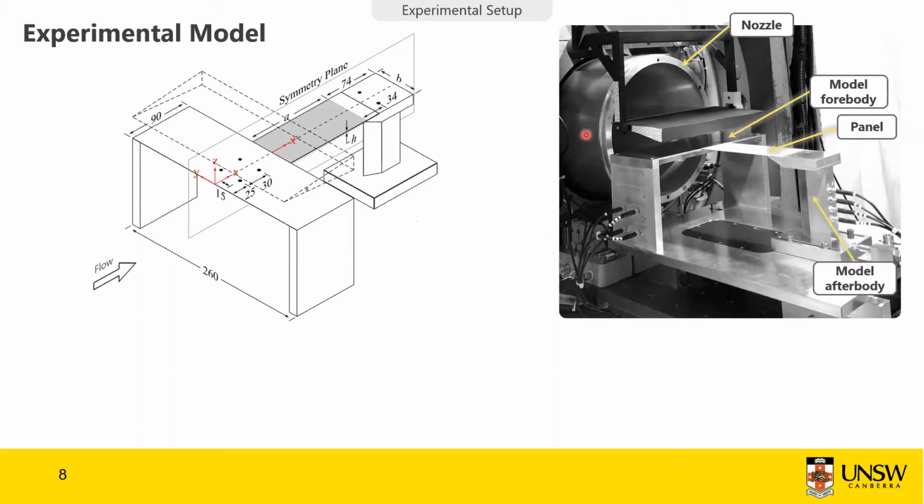And the model also consists of the model forebody and the model afterbody. It's important to note that the model forebody looks like a hammerhead configuration. Hammerhead in the sense that it has this extended area here and this extended area here. And the whole idea behind this is to delay three-dimensional edge effects on the panel. Basically, what this forebody does is delay these edge effects, and it produces a two-dimensional flow over the top of the panel.